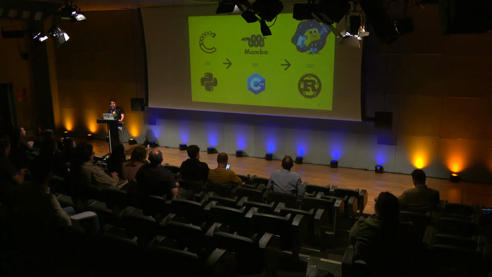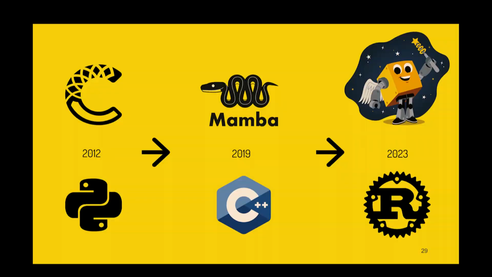So let's see where Pixi fits in the Conda ecosystem. Initially, in 2012, Conda was developed using Python. With time, the number of packages grew, so it became a little slower. And Mamba appeared in 2019. It was a C++ implementation of Conda. And now, in 2023, we are re-implementing it in Rust.